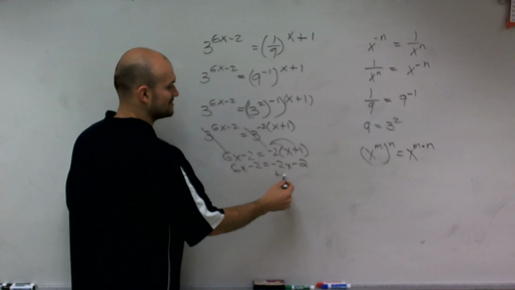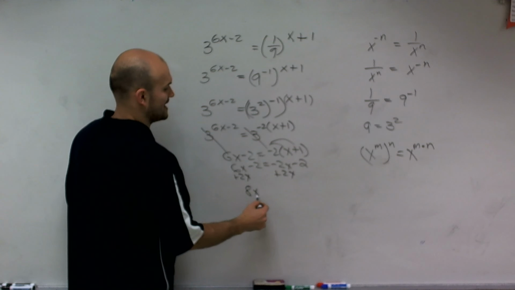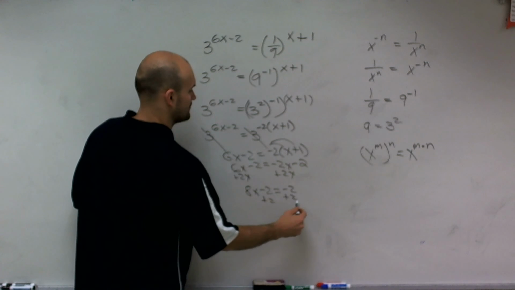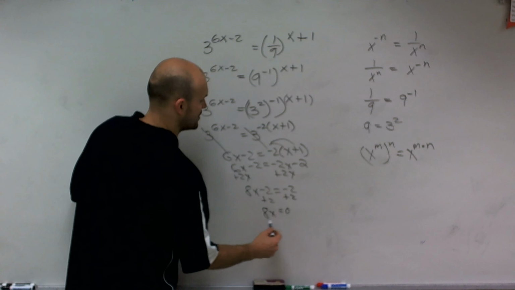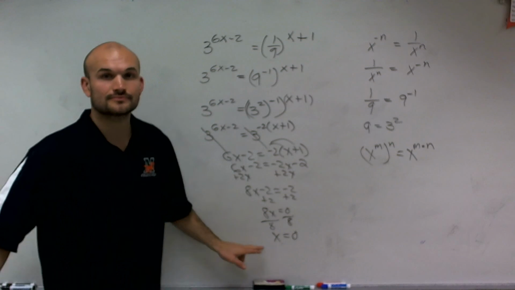Get the x's on the same side, so I'll add 2x on both sides. And I get 8x minus 2 equals negative 2. Add 2, and I get 8x equals 0. Divide by 8, and I get x equals 0.